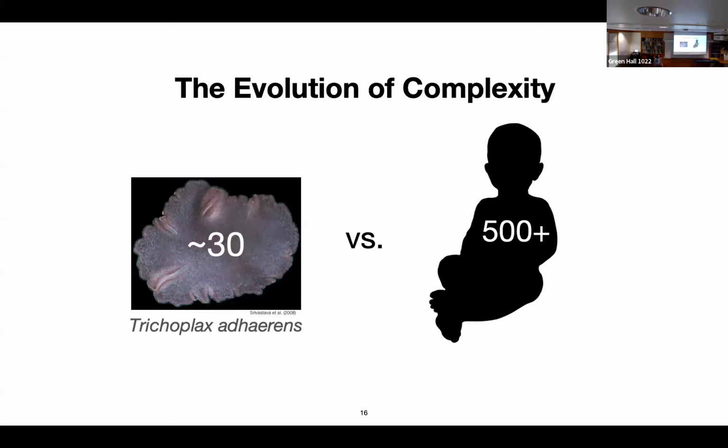Finally, the last example I'll leave you with is the question of complexity. So why do some organisms, like Trichoplax adhaerens, have only about 30 cell types, but other organisms like us have over 500 cell types? So people have taken many approaches to this question, genetic, developmental, but from a phylogeneticist's point of view, this is a question about heterogeneity in the rate of cell type evolution.